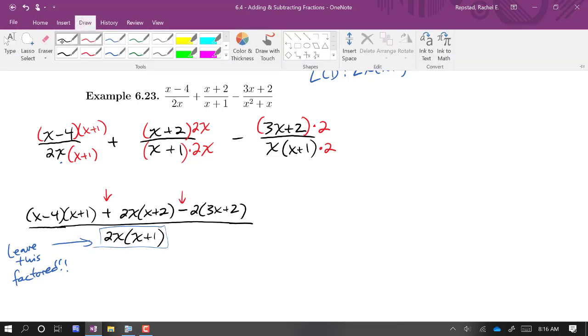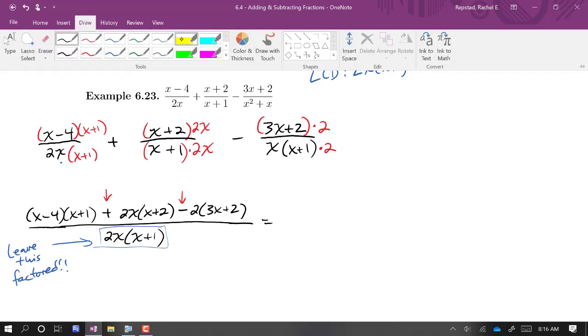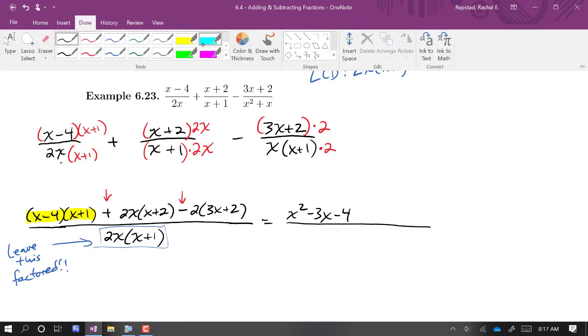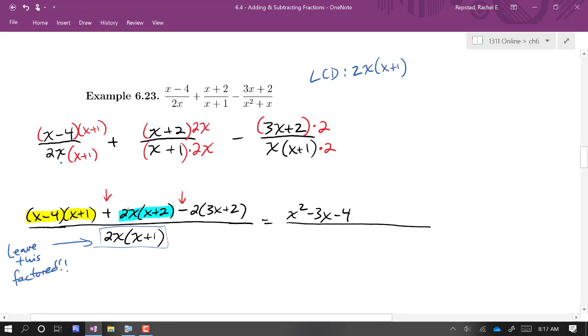So what we're going to do is multiply these out. So let's start with that product there. If we FOIL that out, we get x squared, minus 4x plus x is minus 3x, and then minus 4. Now we'll move on to the middle product. So that's going to distribute the 2x, so we get plus 2x squared plus 4x.